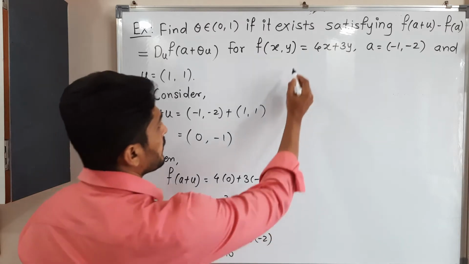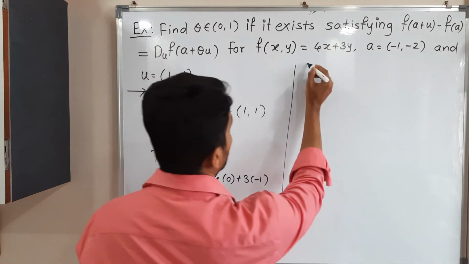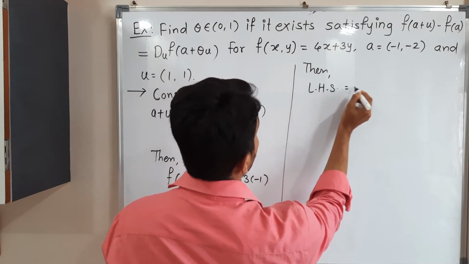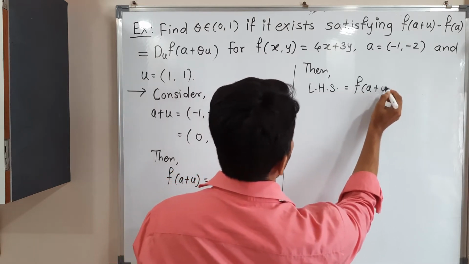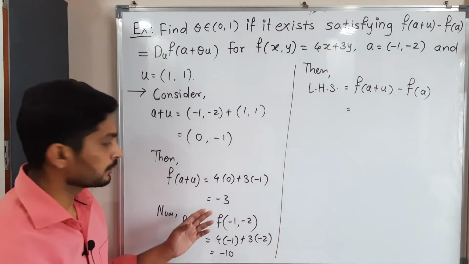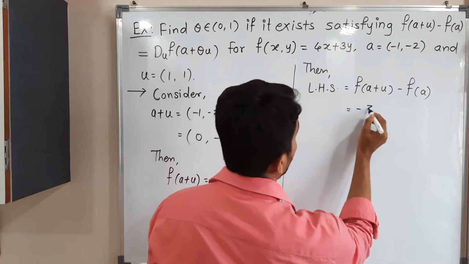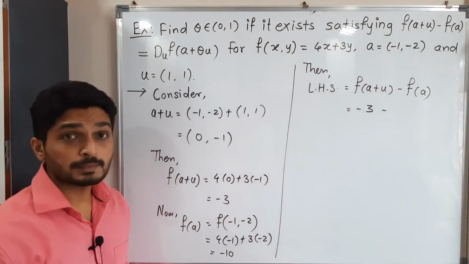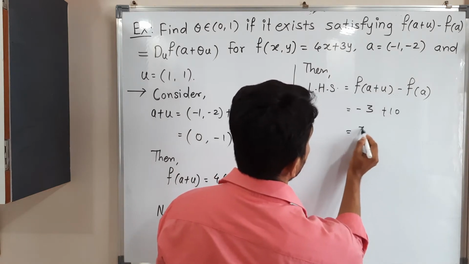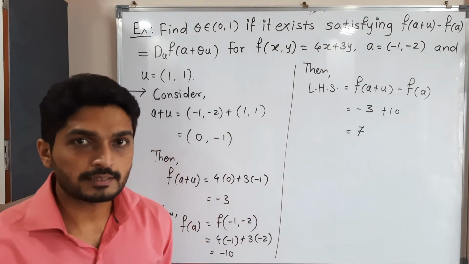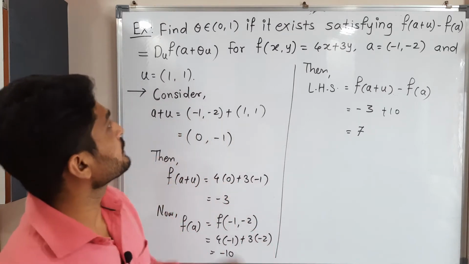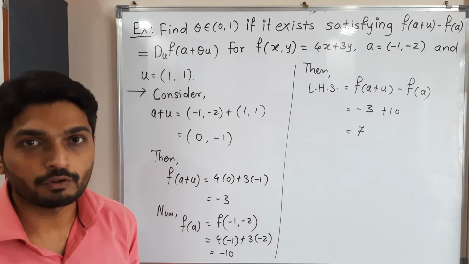Then our left hand side is f of a plus u minus f of a. What is f of a plus u? Which is minus 3, minus f of a, which is minus 10, but minus minus is plus, so it is plus 10, so it is 7. So the value of the left hand side is 7. Now we have to work on the right hand side. Before starting the right hand side, first of all we will find its value and then we'll go for the directional derivative.